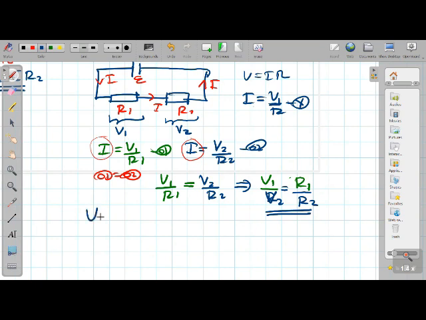So in another simplified version, V1 is to V2 equals R1 is to R2. Can you just understand this? Or am I supposed to read that again?